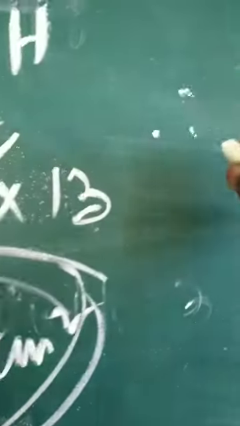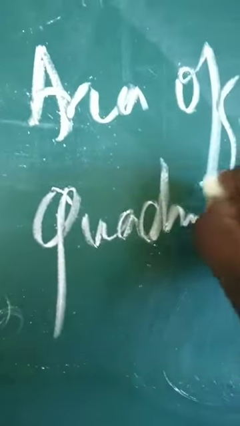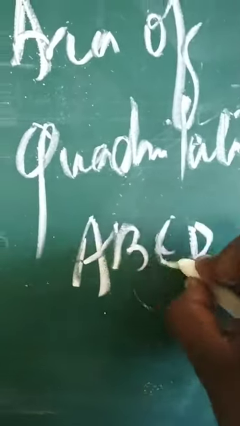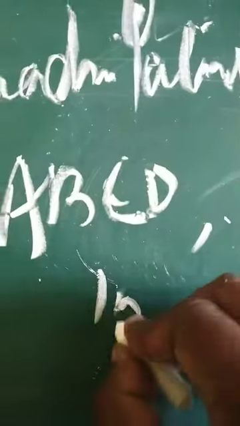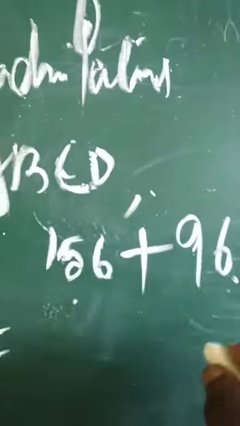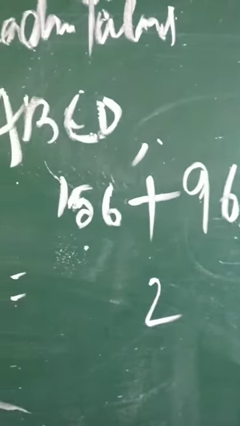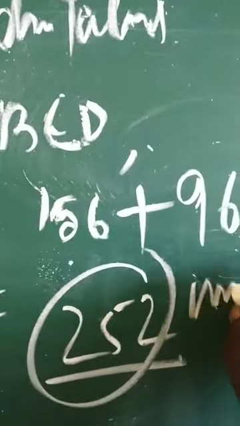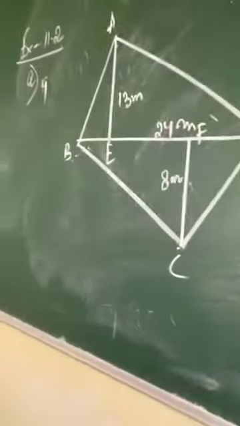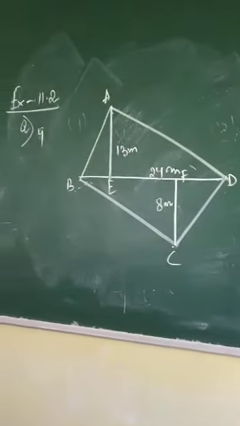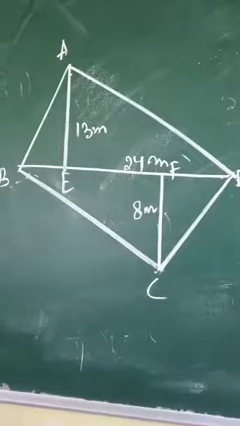Therefore, area of quadrilateral ABCD is 156 plus 96. We will add them up: 252 centimeters square. This is the area of this quadrilateral ABCD. This was one of the easiest sums of this exercise. So I believe it's clear to everyone.